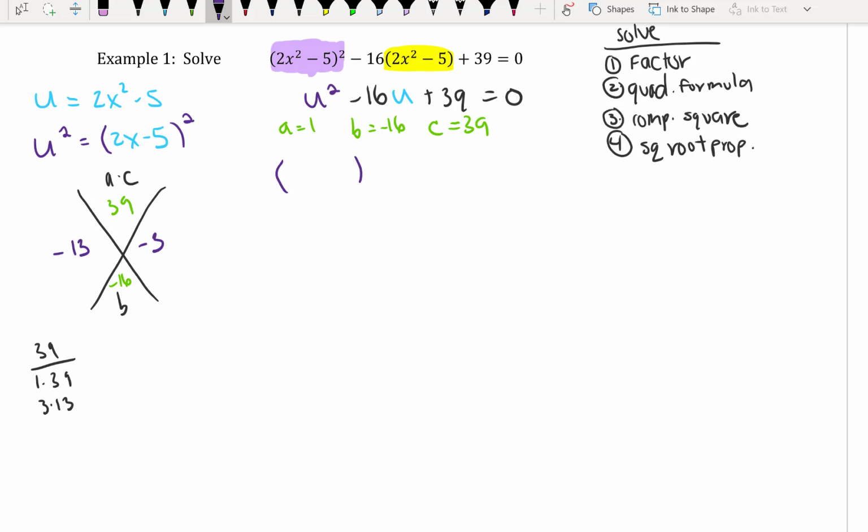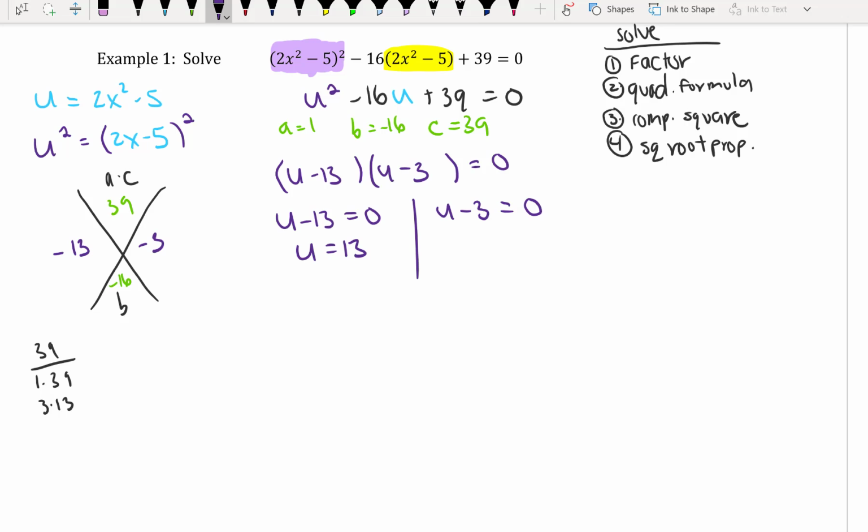So now I know exactly how this is going to factor. I have U minus 13 and U minus 3. So U minus 13 is equal to 0, and U minus 3 is equal to 0. So U is equal to a positive 13, and U is equal to a positive 3. Don't forget, at this point, we're going to have to do a back substitution.